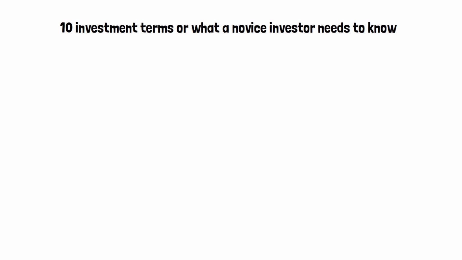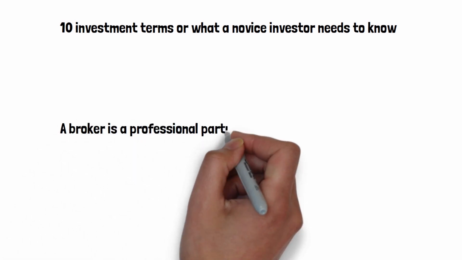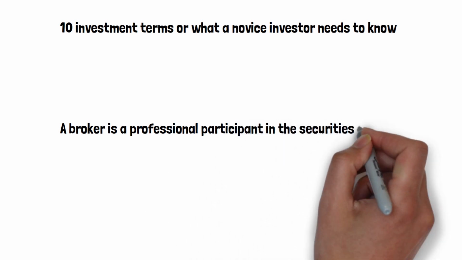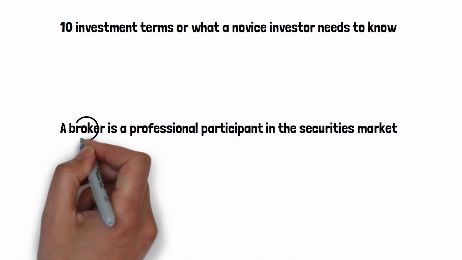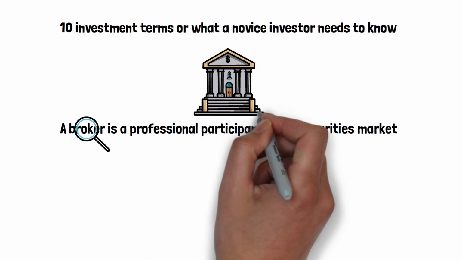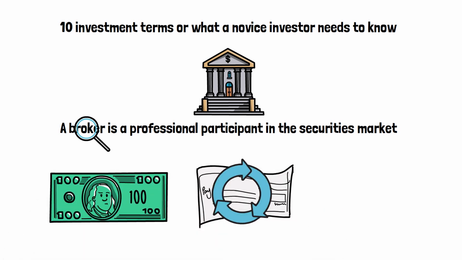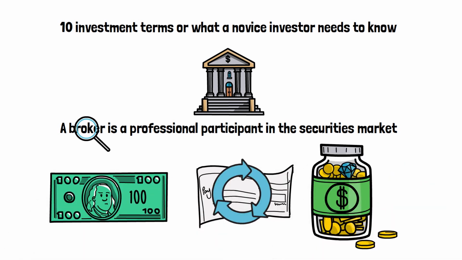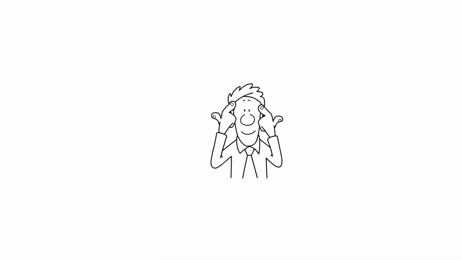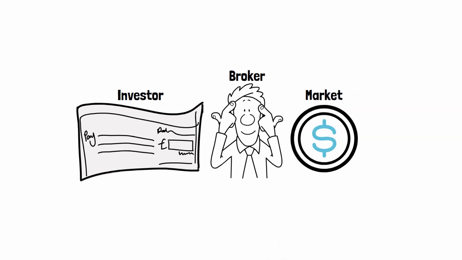The first part. Broker. A broker is a professional participant in the securities market whose activities are monitored by the state and the central bank. With it, you can buy and sell securities, trade currency, and other financial instruments. In other words, a broker is an intermediary between an investor and an exchange.